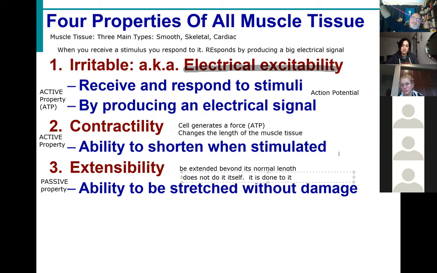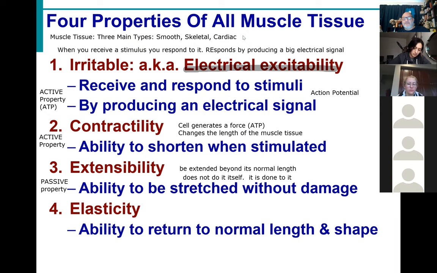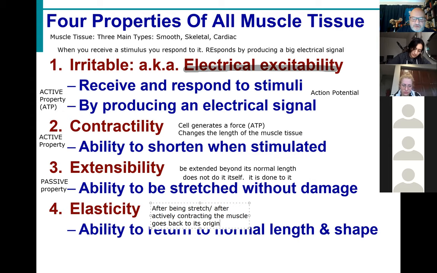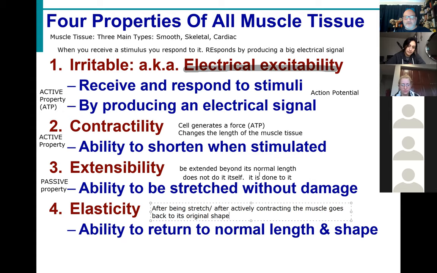By the same token, and this gets back to a comment someone said earlier, when I let go of one end, what happens to this bungee? Retracts or goes back. Yeah, it goes back to its original shape. And as someone mentioned earlier, that ability to go back to its original shape is elasticity. So after being stretched, or after actively getting shorter, actively contracting, the muscle goes back to its original shape. And do you think it uses ATP to do that if it's elastic like this rubber band? No. So notice again, this is a passive property of our muscle tissue.